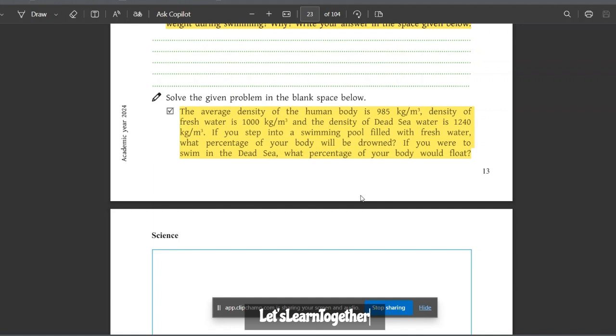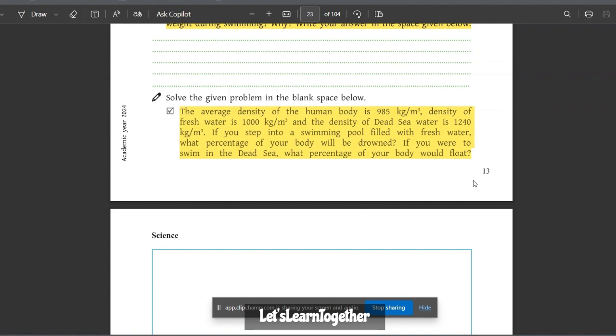Now what is buoyant? It's buoyant or buoyant, anything, both are all right. So what is buoyant force? Basically buoyant force is the upward force that is exerted on any object that is immersed in the liquid. Okay, and that buoyant force, according to Archimedes' principle, is equal to the weight of the displaced water.